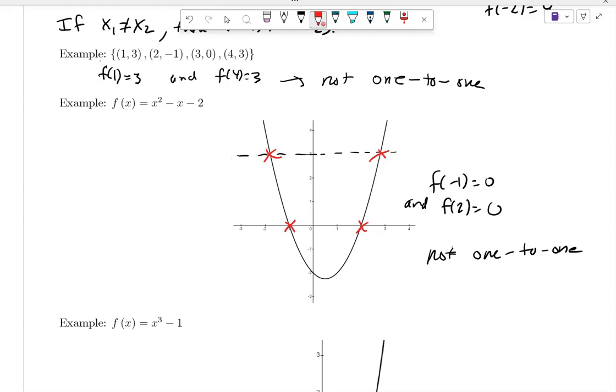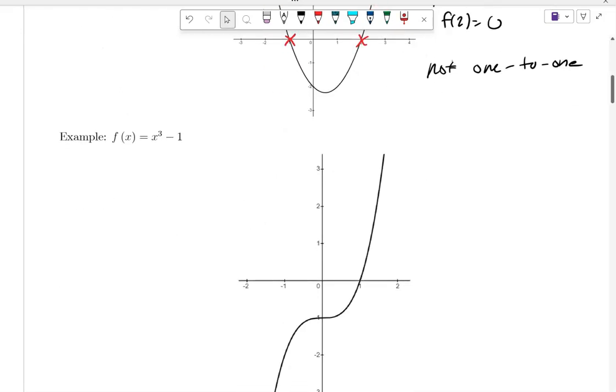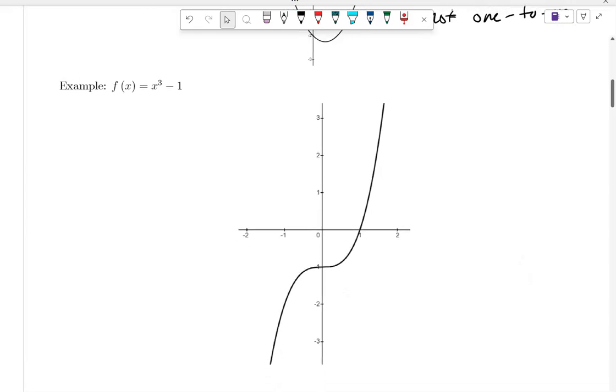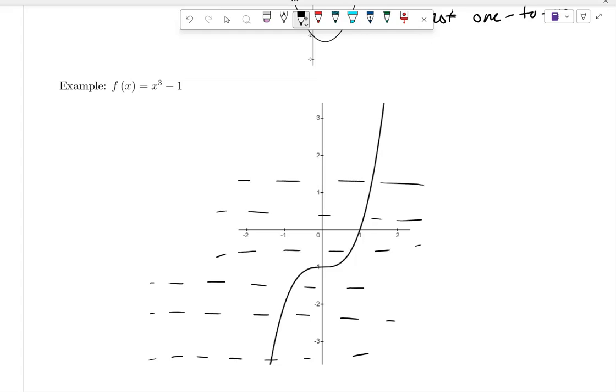What about the next example? If I do that same trick with the horizontal lines, how many times do you intersect? Just once, right? We only get one intersection, don't we? Okay. So this one is 1 to 1.